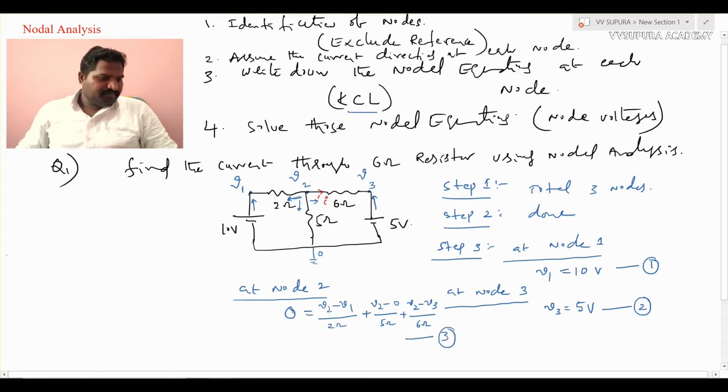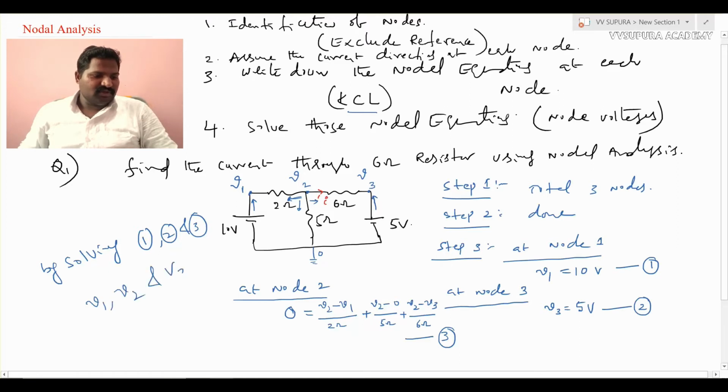So by solving equations 1, 2 and 3, we can get the V1, V2 and V3 values. We already know V1 and V3 are 10 volts and 5 volts. From the node 2 equation, substitute V1 and V3 in equation number 3 and we can get the V2 value. The problem is not over here. What is the point they want? Find the current through 6 ohms. So they want the current through 6 ohms.